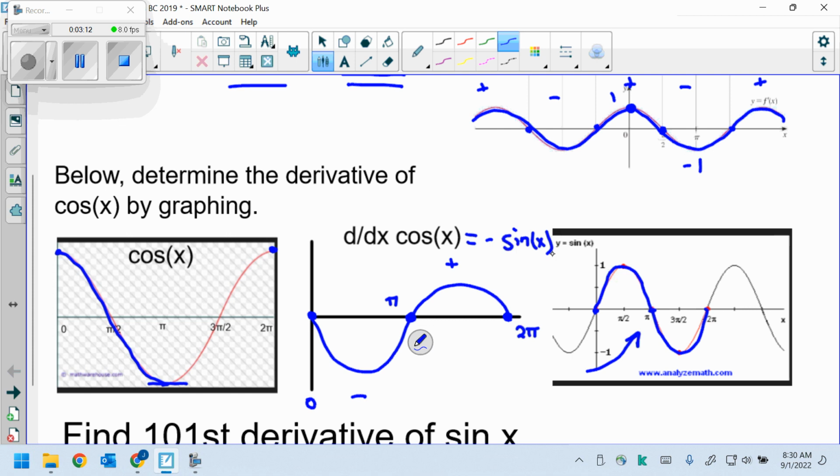So anytime you're looking for the slope of the cosine function at any x value, just put that x value into the opposite of sine and you'll have the slope.